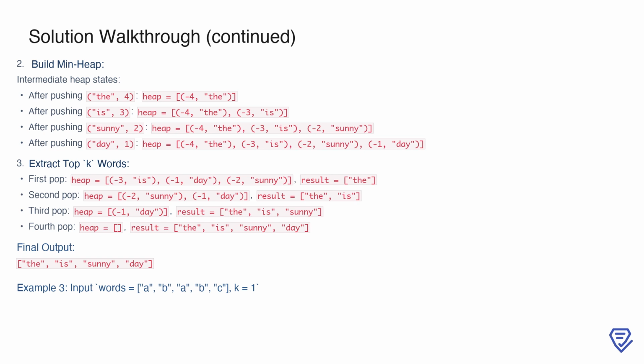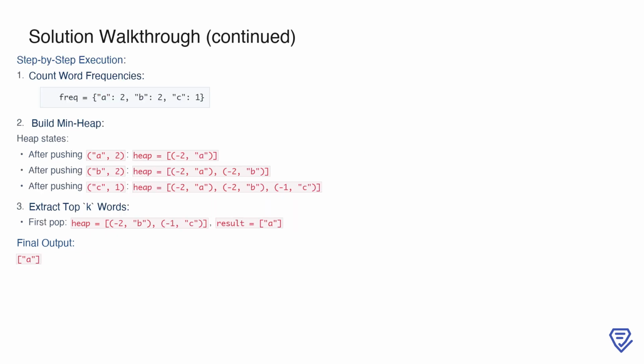To extract the top 4 words, we pop from the heap 4 times. The first pop removes the, leaving -3, is, -1, day, -2, sunny, and a result of the. The second pop removes is, leaving -2, sunny, -1, day, and a result of the, is. The third pop removes sunny, and the fourth removes day, resulting in the, is, sunny, day as the output.